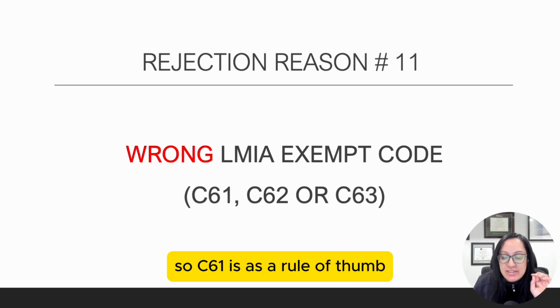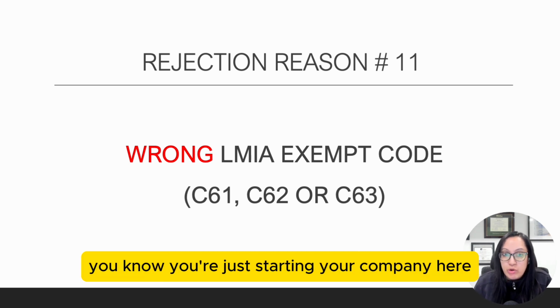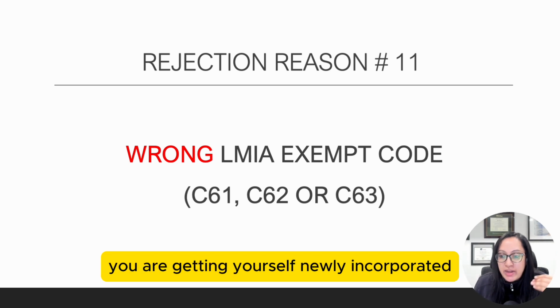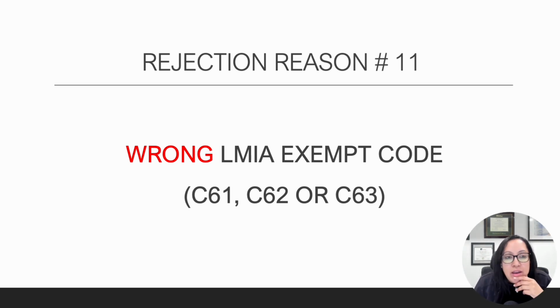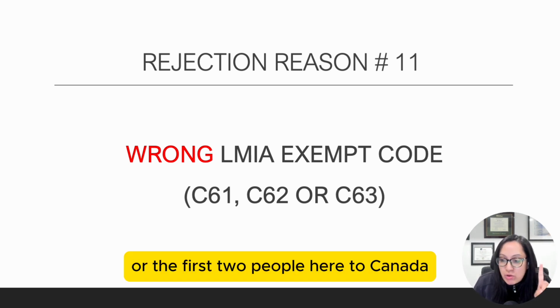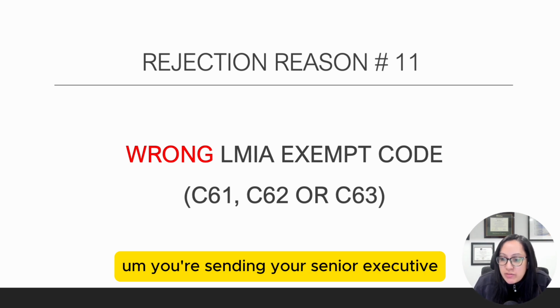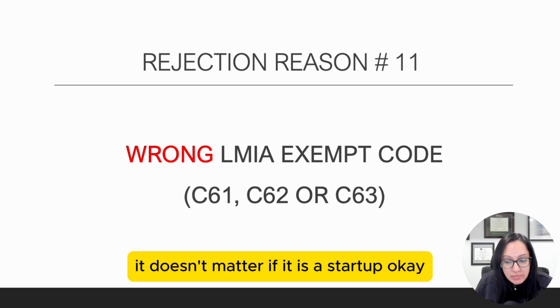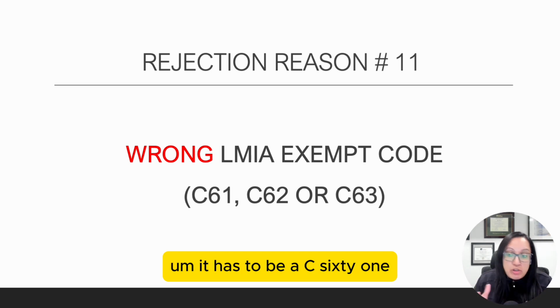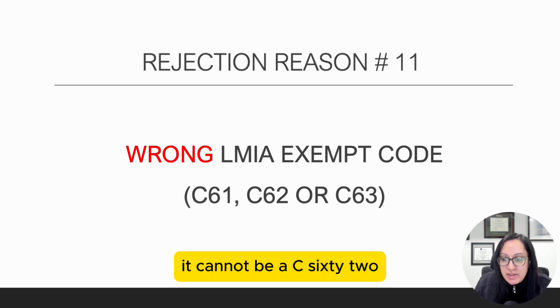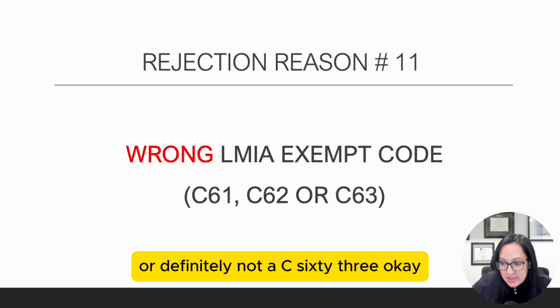So C61 is, as a rule of thumb, if you have a brand new company, you're just starting your company here, you are getting yourself newly incorporated, and you're sending your first person or the first two people here to Canada. It doesn't matter if you're just sending your top employee or your senior executive, it doesn't matter. If it is a startup, it has to be a C61. It cannot be a C62 or definitely not a C63.